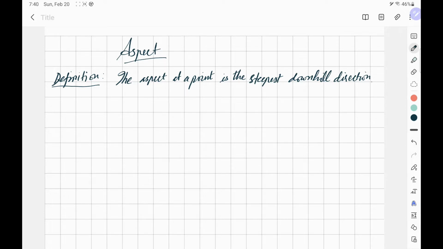Aspect is measured in azimuth angle. It is in degrees, measured from north in clockwise direction from 0 to 360 degrees. Flat areas have no aspect.